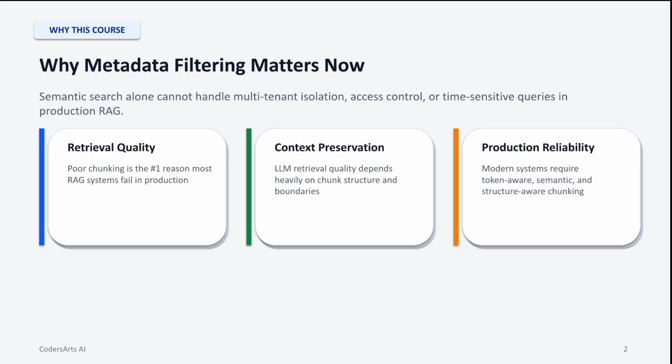Poor chunking is the number one reason RAG systems fail in production. If your chunks break context, your answers break too. Without proper chunking, irrelevant retrieval. With chunking, precise, context-aware answers.